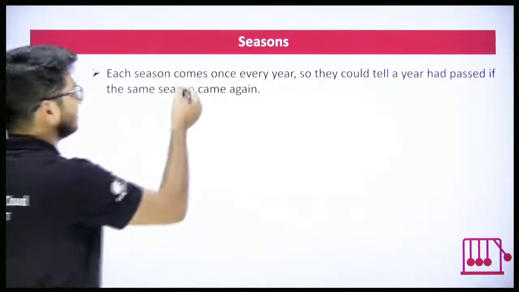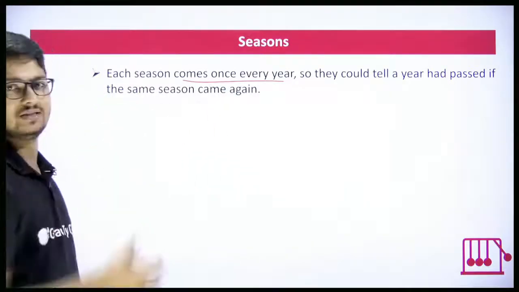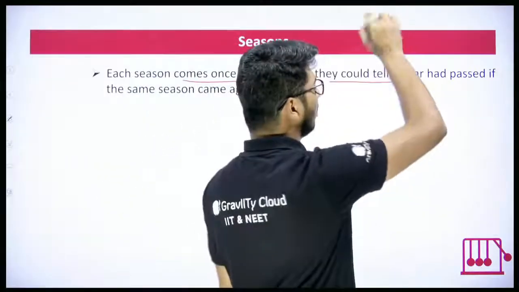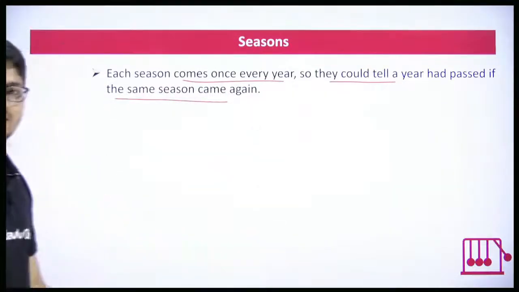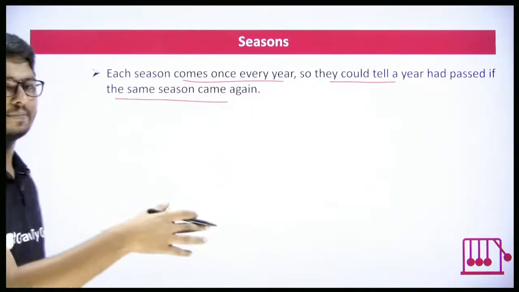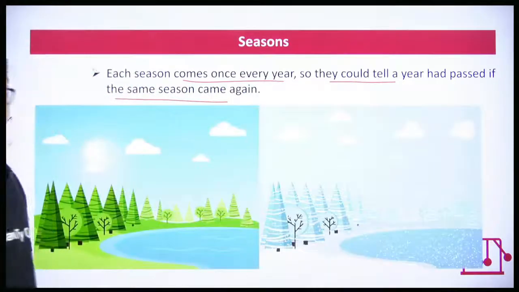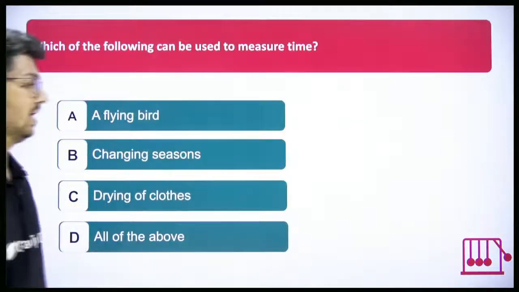Clear? So each season comes once every year: rainy season, winter season, summer season, and all of them. So people long back could tell a year had passed if the same season came again. Now winter has passed; if winter comes again, it means it is 1 year. Good. So these were some natural examples. I mean, these phenomena, people found in nature.